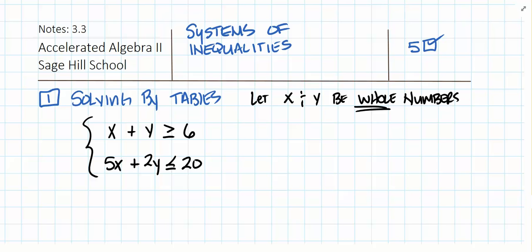3.3. We're talking about systems of inequalities, so it's going to be very, very similar to what we've done before, except instead of having equal signs, we're going to have greater than, less than, greater than or equal to, less than or equal to, and so on and so forth. Okay, so before we begin, here we go.